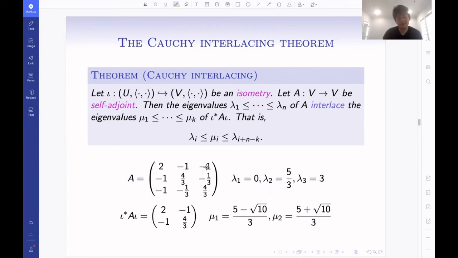So for example, I've taken a real symmetric matrix here. I take this principal submatrix right here. And if you look at the eigenvalues, they go exactly lambda1 is less than or equal to mu1, less than or equal to lambda2, less than or equal to mu2, less than or equal to lambda3. That's Cauchy interlacing.